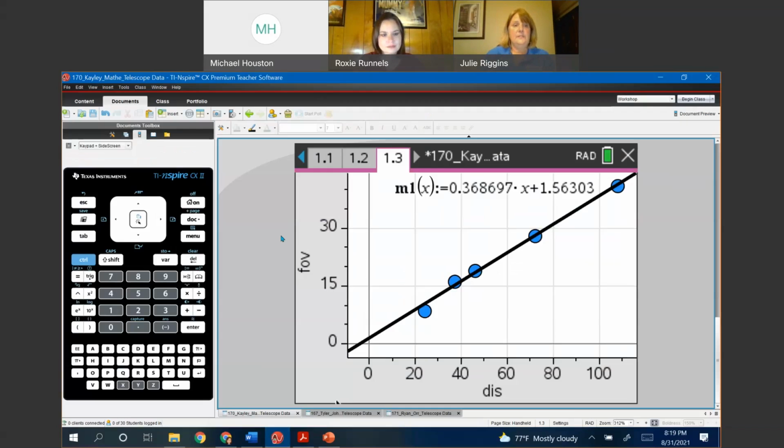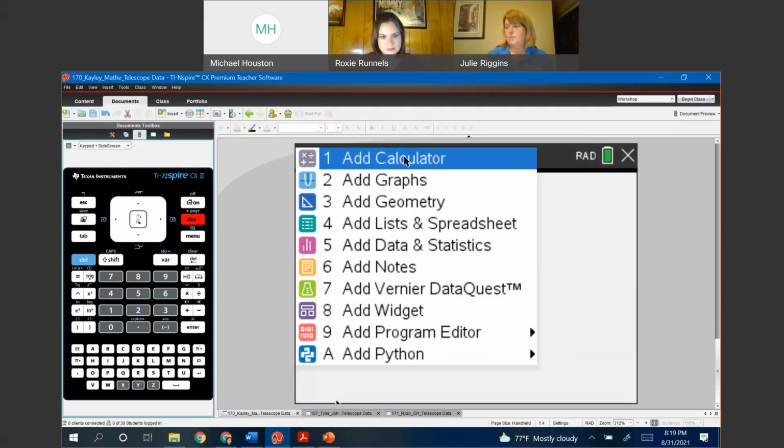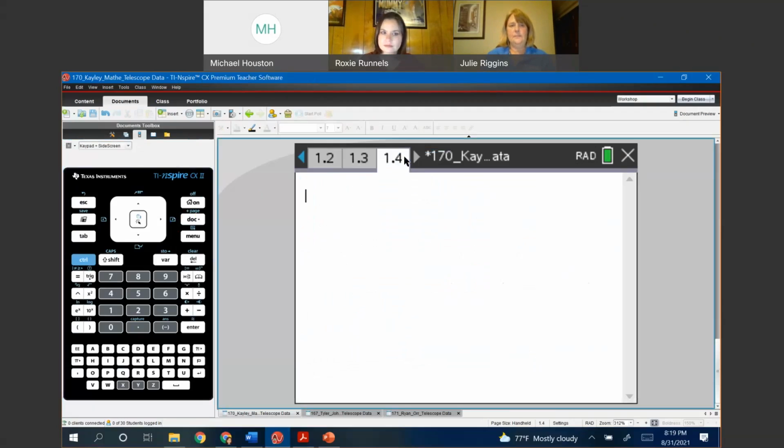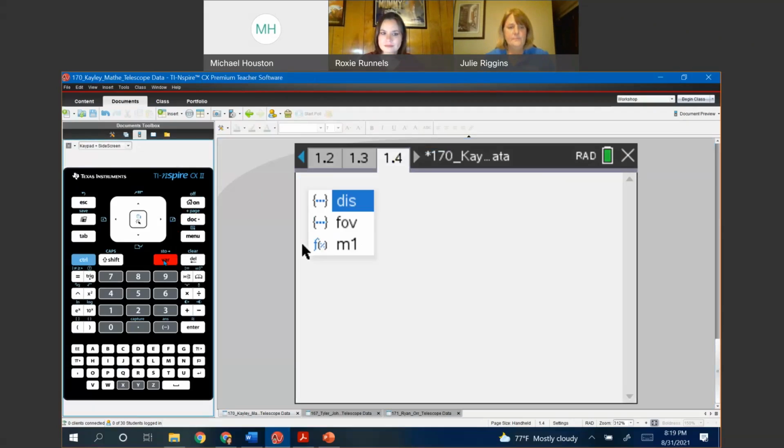Then we're going to get to do the fun stuff. We're going to use our function notation to evaluate what our field of view is. So to do that, we're going to do Control, Doc. We're going to add another page. And the page we're going to add is a calculator page. Okay, and watch this. This is pretty cool. I'm going to hit Variable. So what I ask my students, I'm going to ask you.